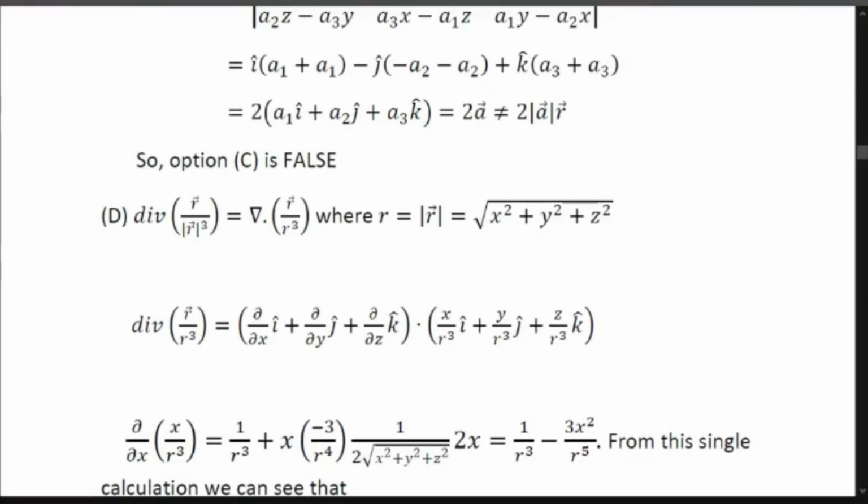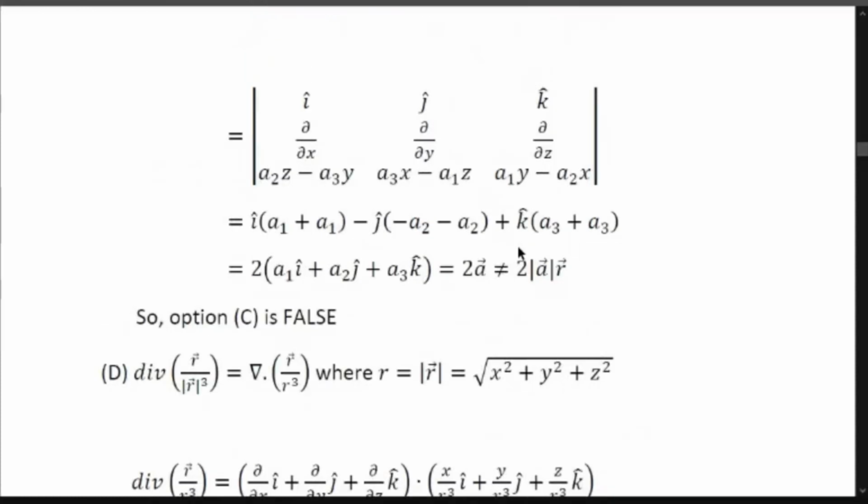Now let us look at option D also. Divergence of R by, Sir, I have one doubt. Yes, tell me. What is the difference between mod A vector and A vector? Sometimes in the exam they give mod A vector equal to A vector. In the third option C, that is not mod A vector, that is modulus of the vector A.